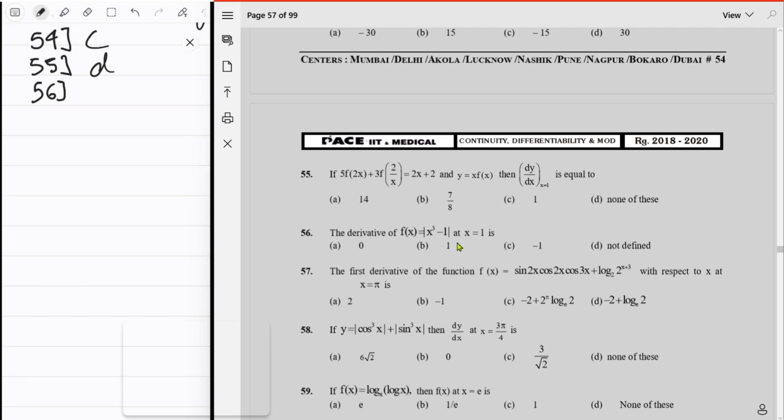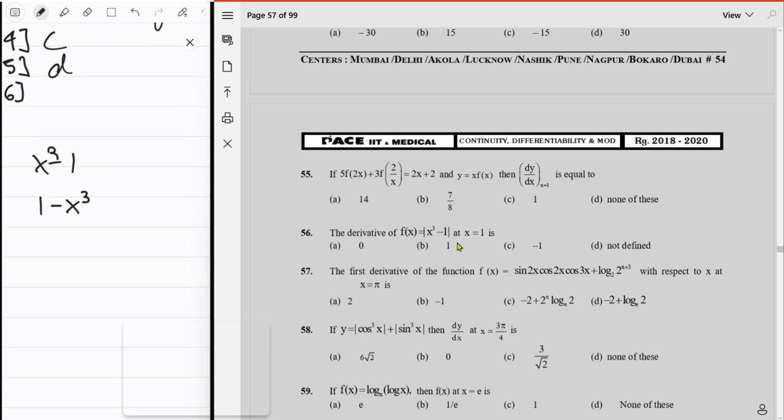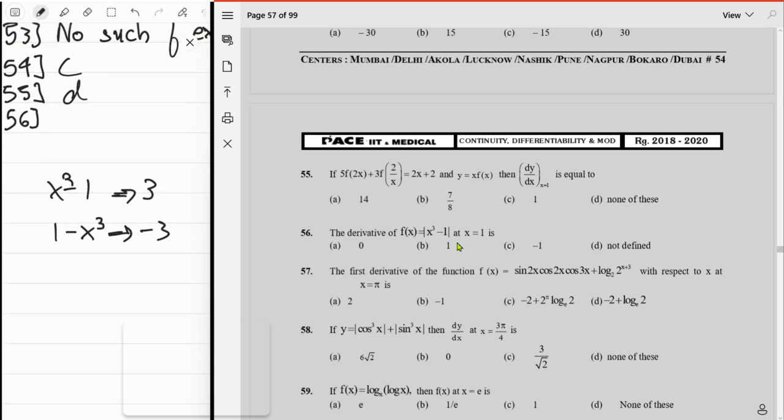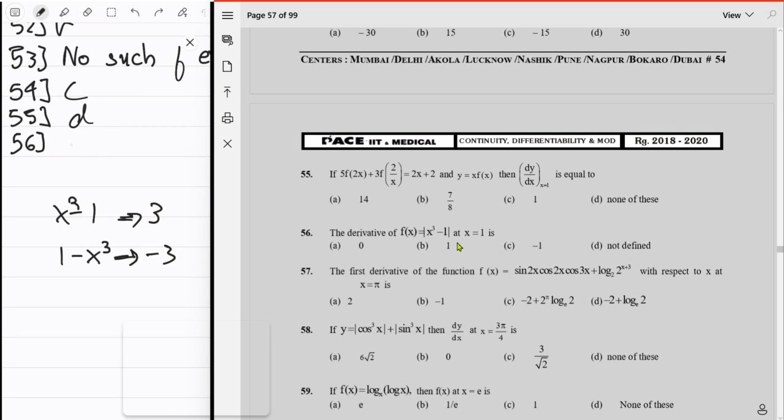For x bigger than 1, this just becomes x cubed minus 1. For x less than 1, this becomes 1 minus x cubed. So the derivative of this guy is just 3x squared, which at x equal to 1 is just 3. And this would just be negative 3, right? These are our derivatives, so the derivative doesn't exist. Next question.